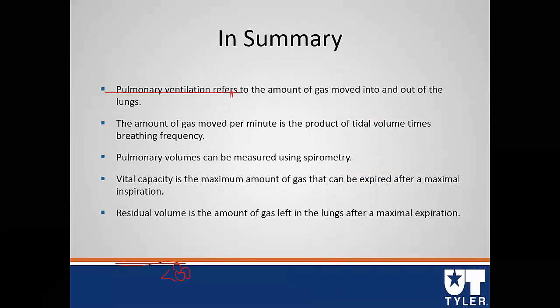So in summary, to finish up the chapter, what we see is that pulmonary ventilation refers to the amount of gas moved into and out of the lungs. So you'll hear me use pulmonary ventilation a lot. That's the same thing as just V, right, the volume. The amount of gas moved per minute is a product of tidal volume multiplied by breathing frequency, and we can measure these using spirometry. Vital capacity is the maximal amount of gas that can be expired after a maximal inspiration, and last but not least, our residual volume is what's left in the lungs.